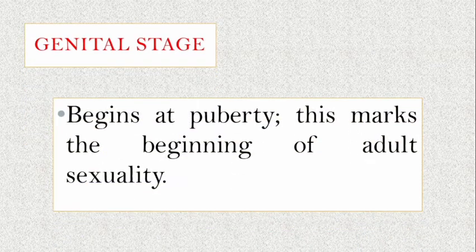Next is genital stage. Begins at puberty. This marks the beginning of adult sexuality. So, ito yung period of adolescence or what we call the adolescence period. Nagkakaroon na ng changes sa katawan nila. The girls begin to have their menstruation and for boys, nagiging kilos binata na sila. Lumalaki ang boses at nagkakaroon ng iba't ibang changes sa katawan nila.